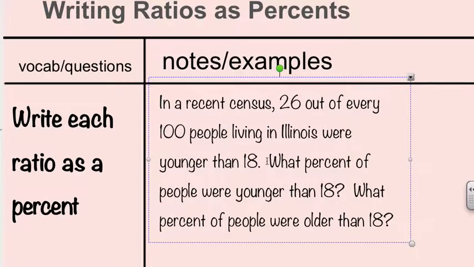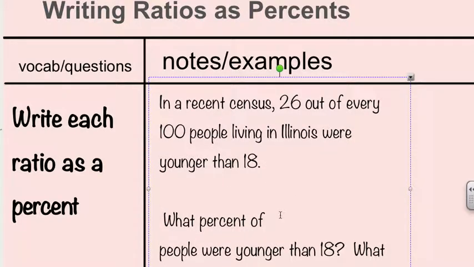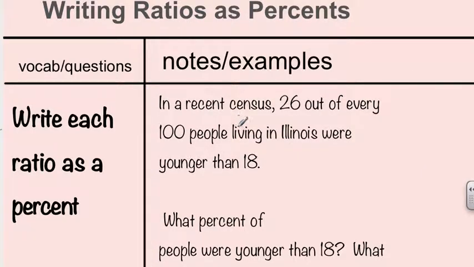So we have two questions to address here. Question 1, what percent of people were younger than 18? Well, this says 26 out of 100 were younger than 18. If I take my fraction, my ratio, 26 out of 100, that's 26%, because that is already compared to 100.